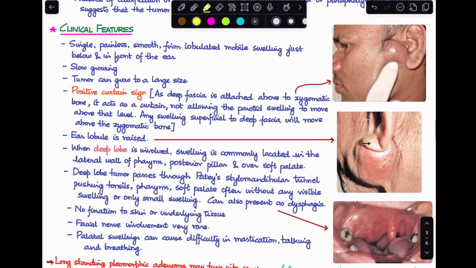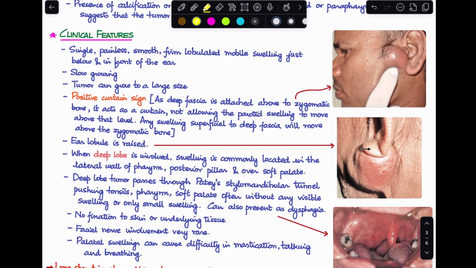Now let's talk about the clinical features. How will the patient present to you? As I've mentioned in my earlier class, the single important presentation is the swelling. There will be a single painless swelling. It is important to remember here, whenever there is pain, that will suggest malignant transformation in the patient. So in case of pleomorphic adenoma, this will be a painless swelling.